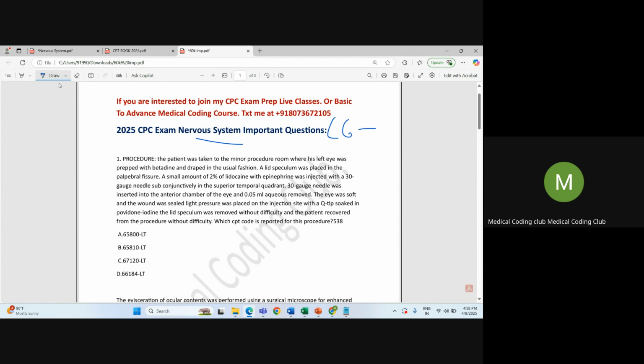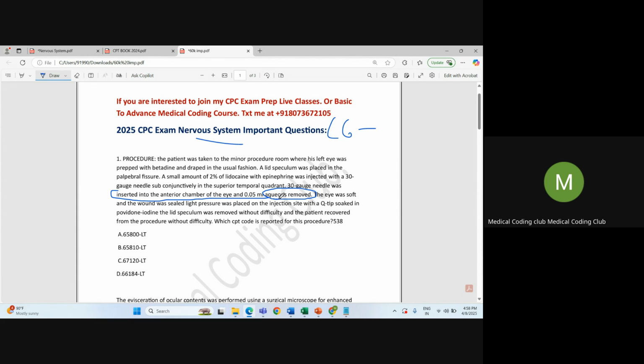So the first question we got is this procedure. The patient was taken to the minor procedure room, where his left eye was prepped with Betadine and draped in the usual fashion. A lid speculum was placed in the palpebral fissure. A small amount of 2% lidocaine with epinephrine was injected with a 30 gauge needle subconjunctivally in the superior temporal quadrant. A 30 gauge needle was inserted into the anterior chamber of the eye, and 0.05 ml of aqueous was removed.